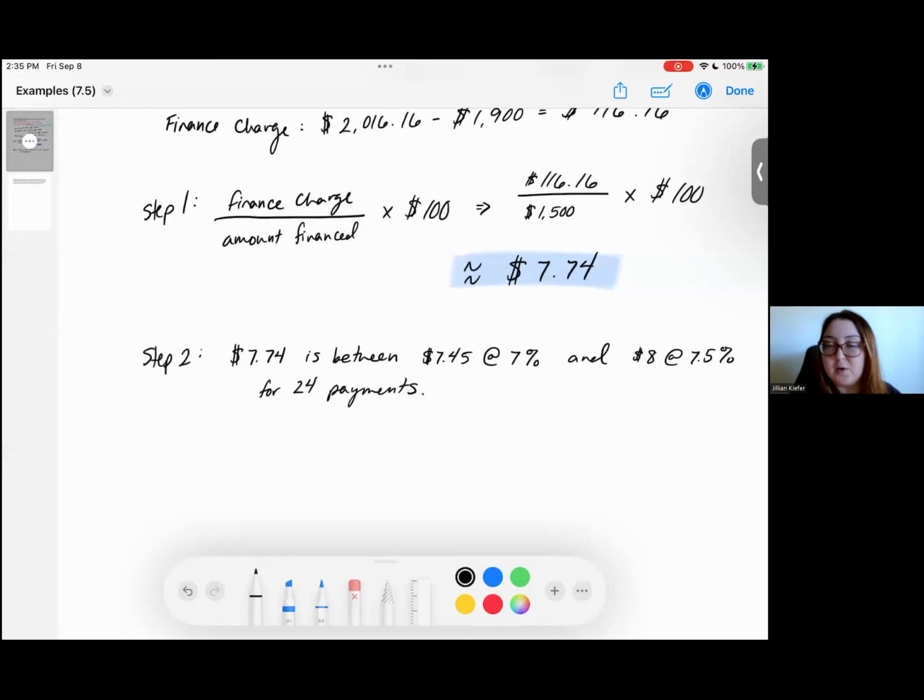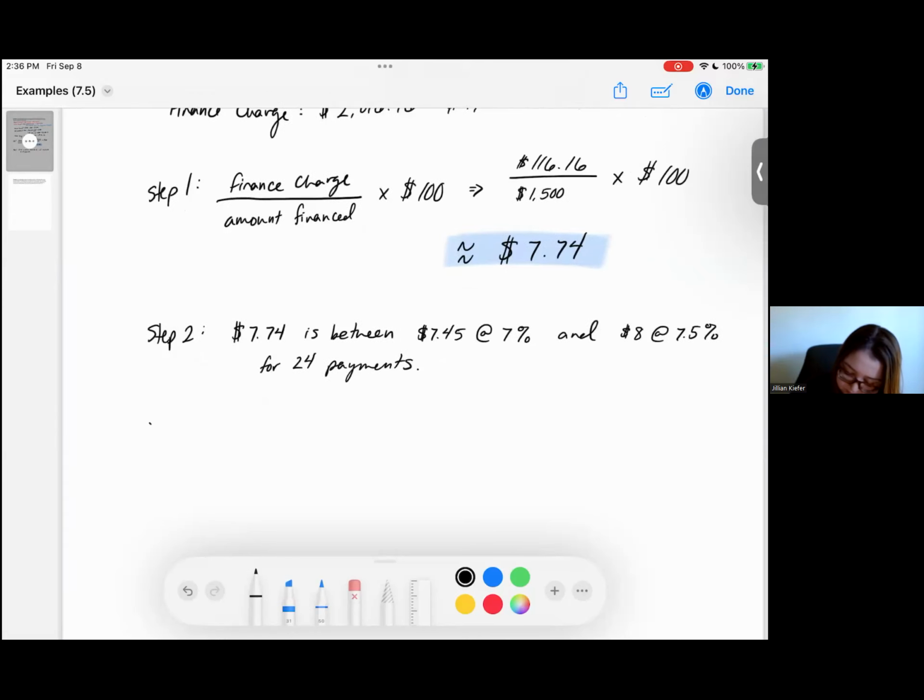All right, so here we are back in our notes. For step 2, we just want to write down the information that we gathered. Step 2, we had that $7.74 from step 1 is between the $7.45 at 7% and $8 at 7.5% for 24 payments according to our APR table. So we know this information. Now our final step is to just try to estimate our actual APR percentage rate. So step 3 is you're estimating your actual rate.